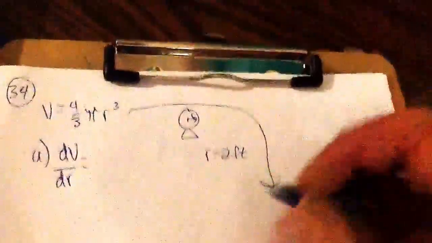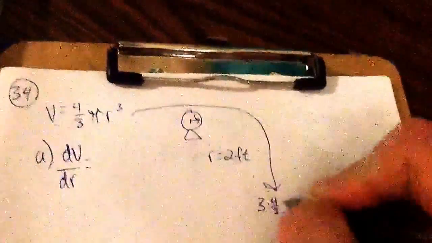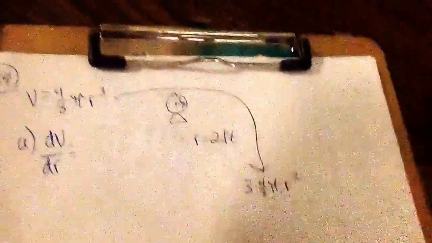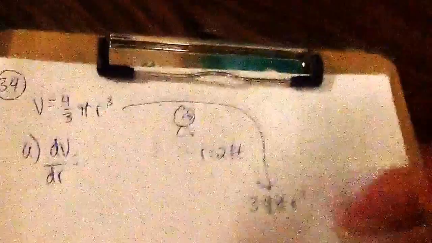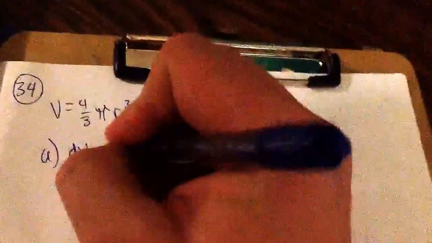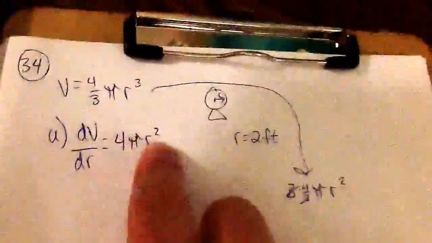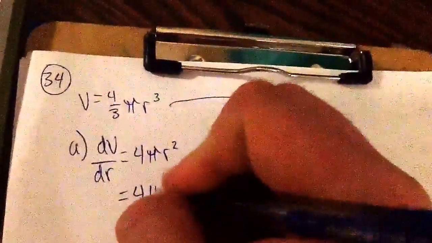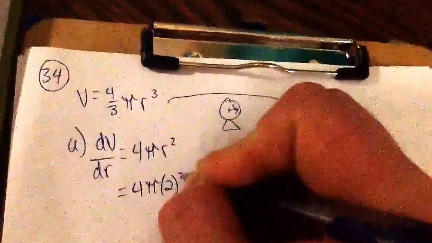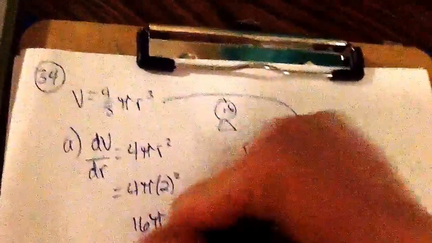Right? Well, 3 times, let me show my work over here. 3 times 4/3 pi, and then you have r, and you subtract 1 from the exponent, right? So 2. Well, 3 times 4/3 is just 4. So really you have 4 pi r squared. So that's how the volume changes with respect to the radius. Now you plug in 2. So it would be 4 pi times 2 squared. 2 squared is 4. So you get 16 pi.